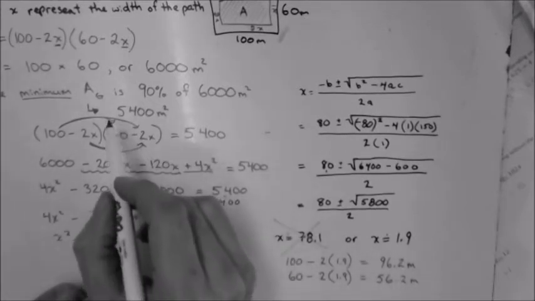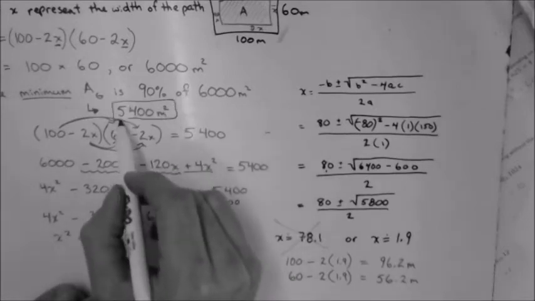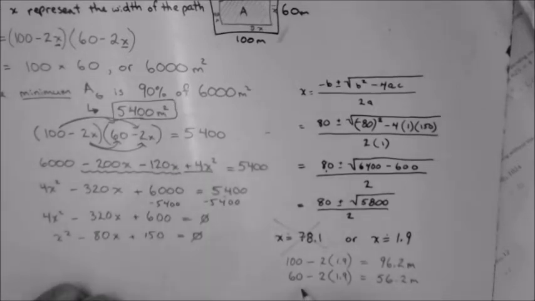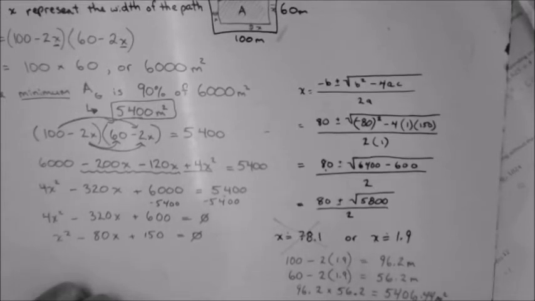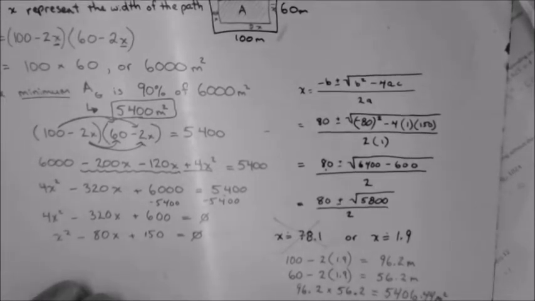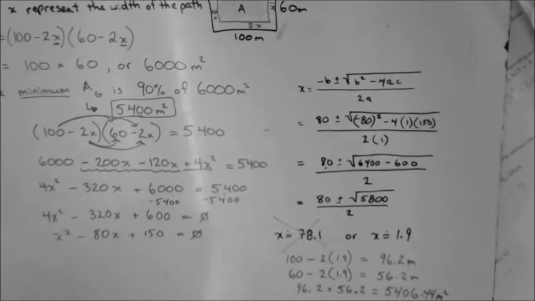And again, we could double check that the area that we have is equal to or greater than the allowable area of 5,400 meters squared. We would just go 96.2 times 56.2 and punch that into our calculator. We would get 5,406.44 meters squared. So that falls within the allowable area for the grass area, according to the mayor. So he's going to issue the decree that the path should be 1.9 meters in width.